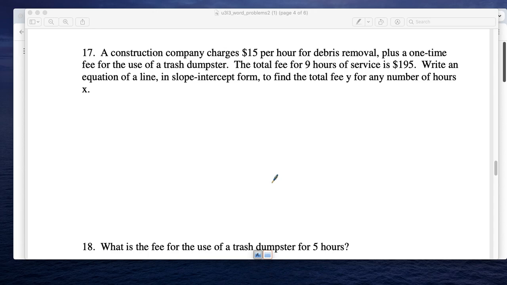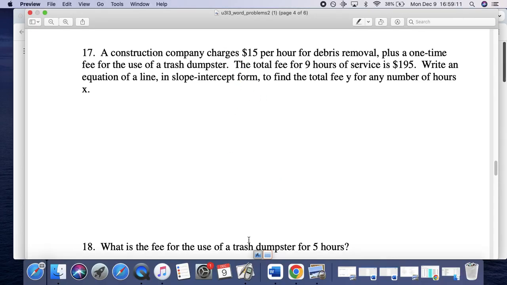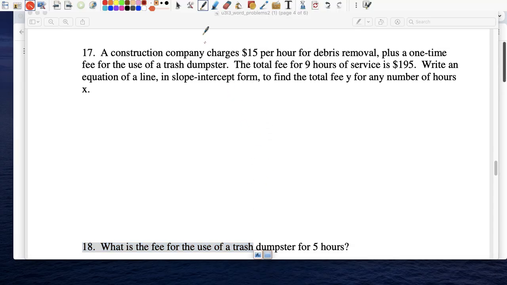Construction company charges $15 per hour. So there's my slope, right? Rate of change right there. So nothing to think about here. So we know it's 15x. I'm going to start. Plus a one-time fee for a trash dumpster, plus something, right? The total fee for 9 hours of service is 195. Write an equation.